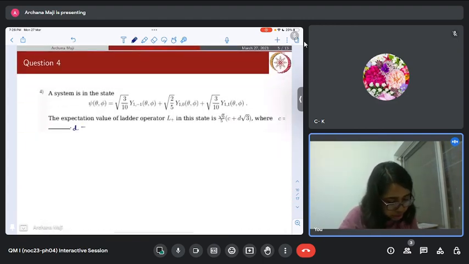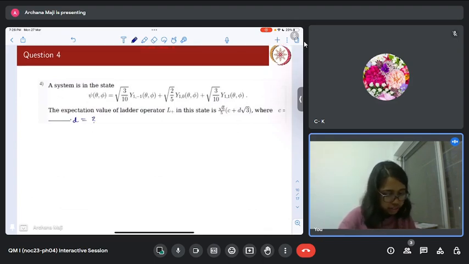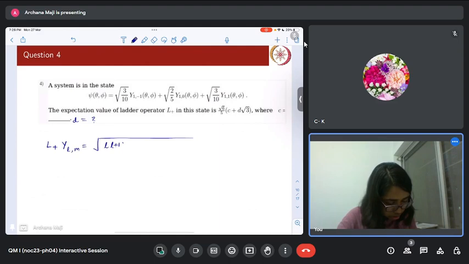Fine. So also tell me what is D. It's only asking C, but you should also tell me what is D. So the expectation value of the ladder operator in this state. So L plus acting on Y_LM, the formula is square root of L into L plus 1 minus M into M plus 1 times Y_L,M plus 1. Correct? So this is what you have to find out: the expectation value of L plus in state psi(theta, phi).